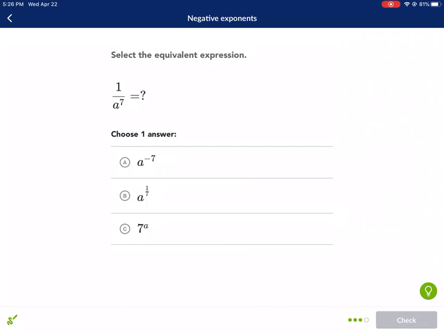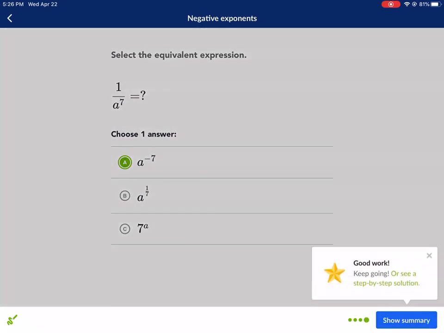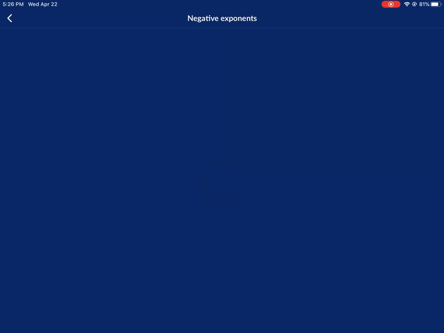And then finally, we already recognize that 1 over a to the 7th is the same thing as a to the negative 7. So we're going to select that as our option. And there we have it.